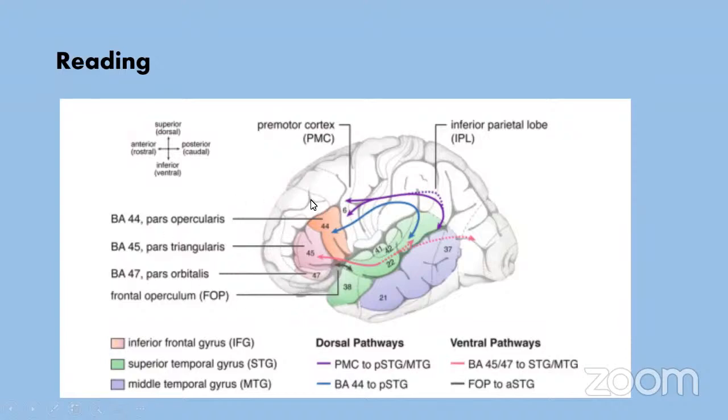And you can see three parts: the pars opercularis, pars triangularis, and pars orbitalis, and the frontal operculum. So these are the areas which are very important for language. And this is the premotor cortex. This is the inferior parietal lobe, IPL, which is another important posterior heteromodal association area.